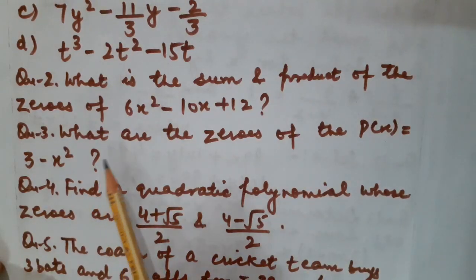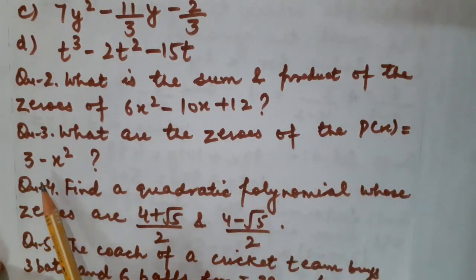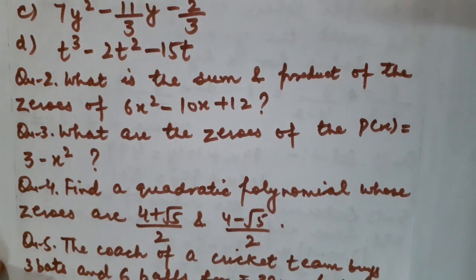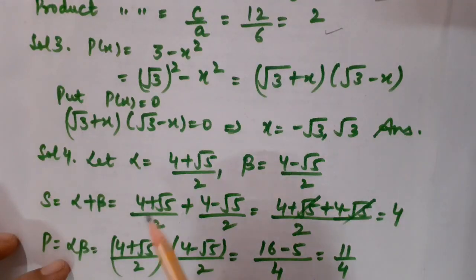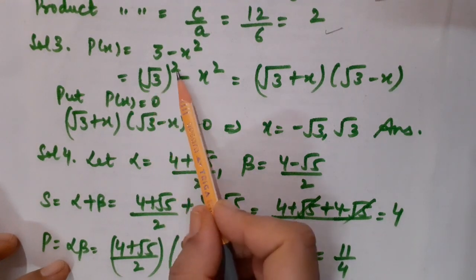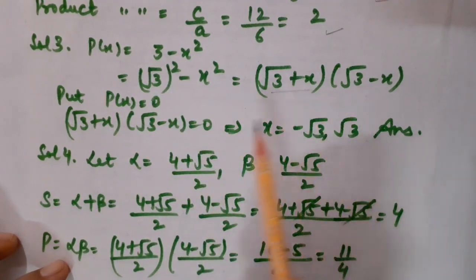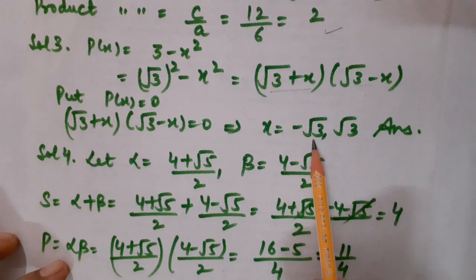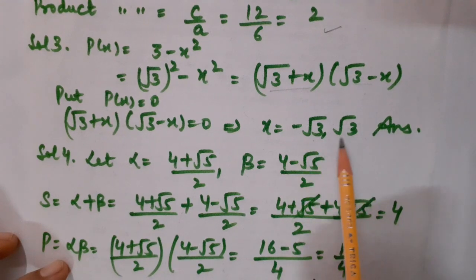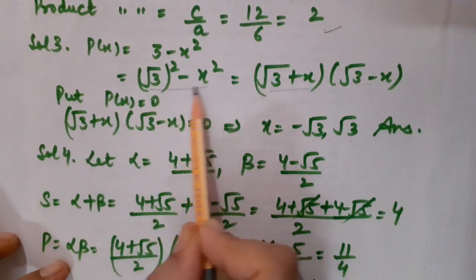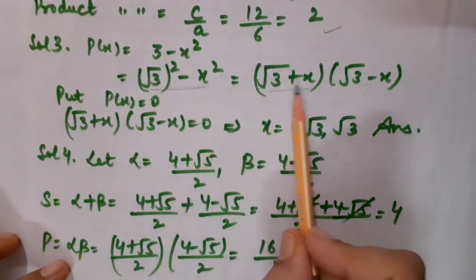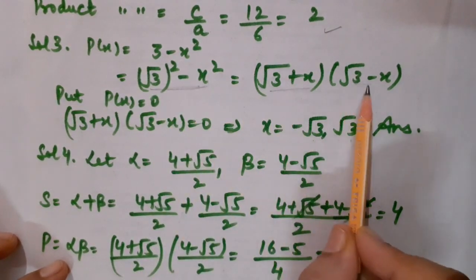Now next is question number 3. We will have to calculate the zeros of this polynomial, that is 3 minus x square. Children, you know that 3 can be written as root 3 whole square. So there will be two zeros, that is x is equal to minus root 3 and x is equal to plus root 3. Because here I have applied a square minus b square, that is a minus b into a plus b.